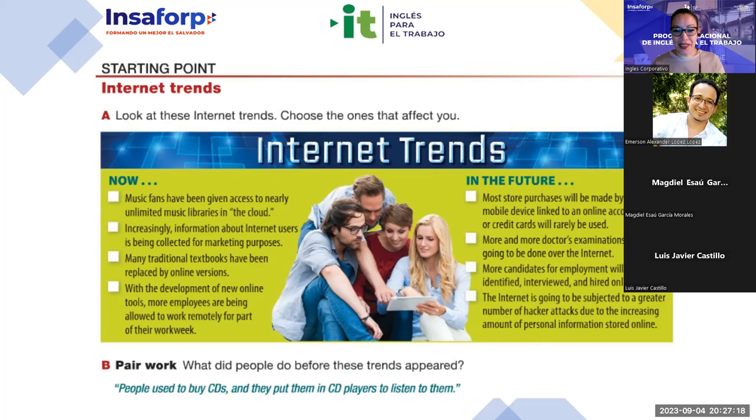Great job. Thank you for sharing your sentences, Emerson. Do we have any other volunteer? If you just have one or two, that's okay. Share your sentences. Nobody?